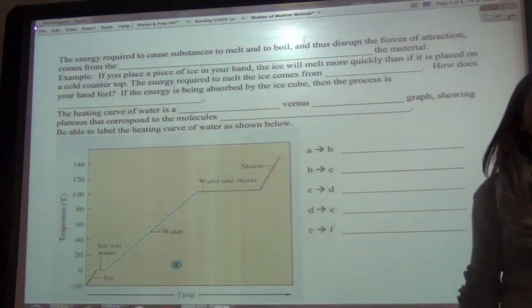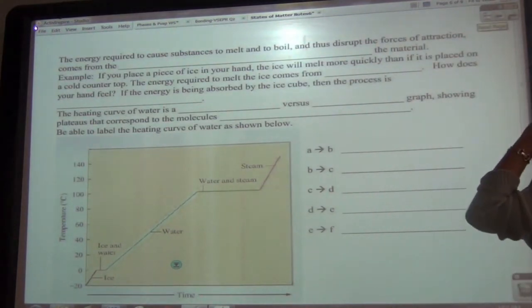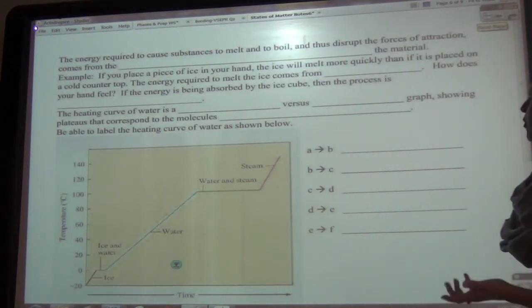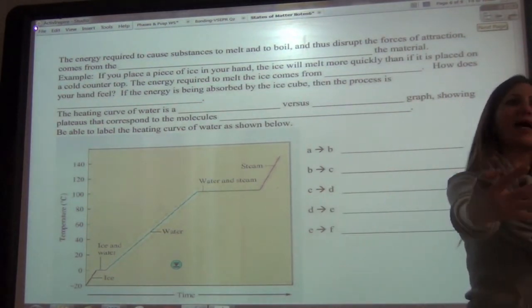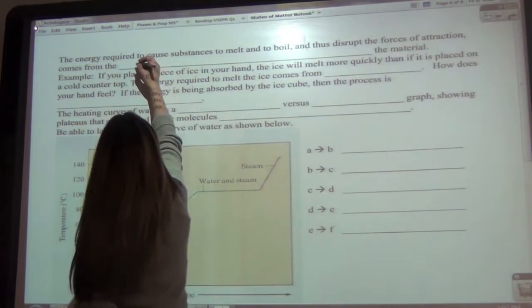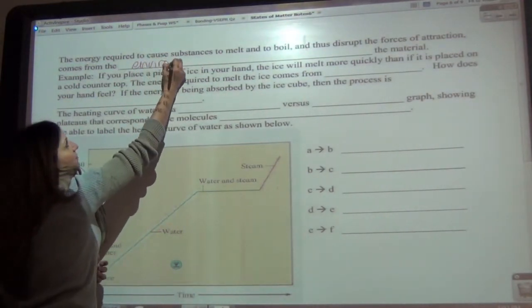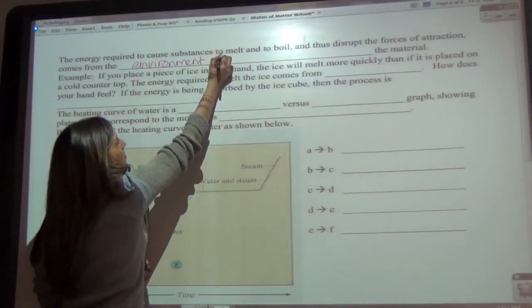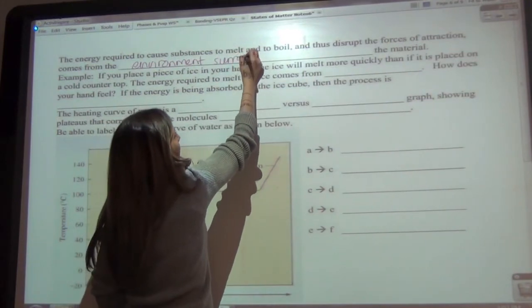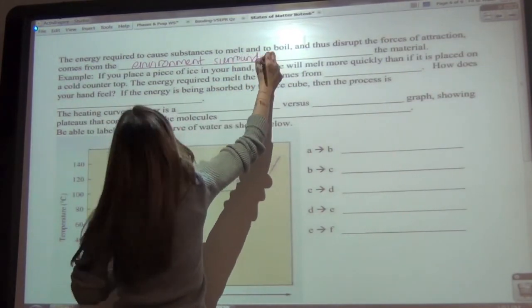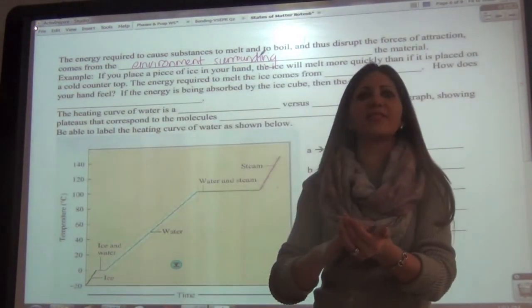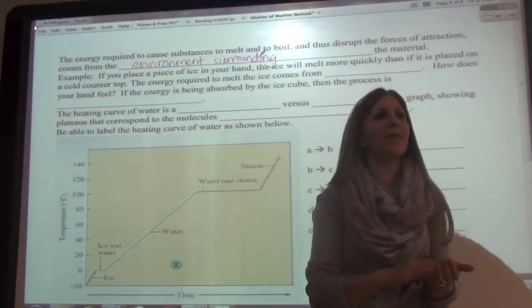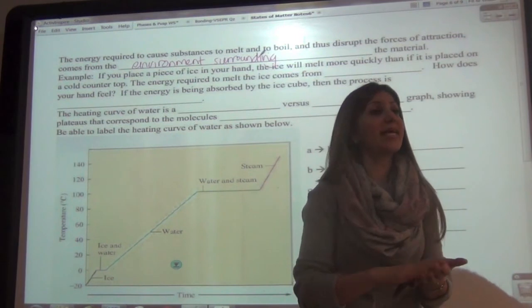All right, so now let's just talk about the heating curve. The energy required to cause substances to melt and boil and disrupt their forces of attraction comes from everything around. So we're just going to call that the environment surrounding. So, for example, if you put a piece of ice in your hand, what would you notice? What would happen to your hand? It starts to get cold.